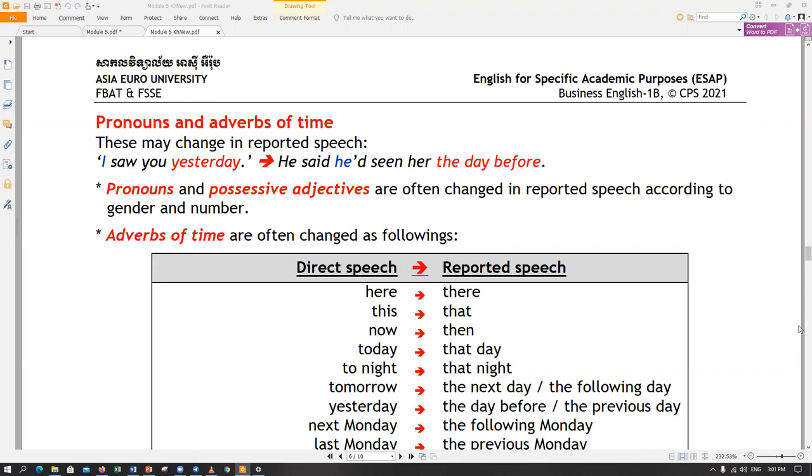Let me add an example: I saw you yesterday. In reported speech: he said he had seen her the day before. Pronouns change, and yesterday changes too.